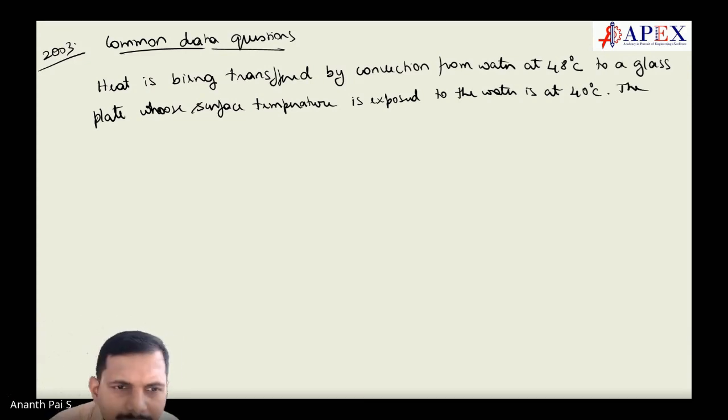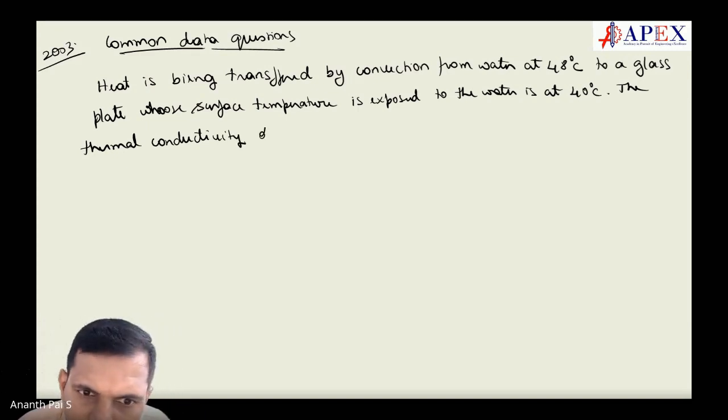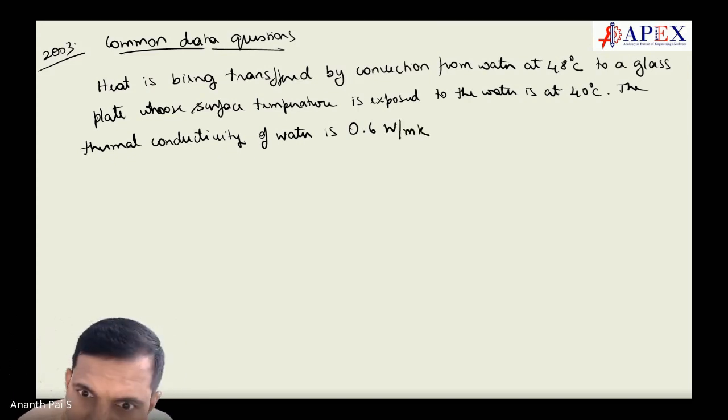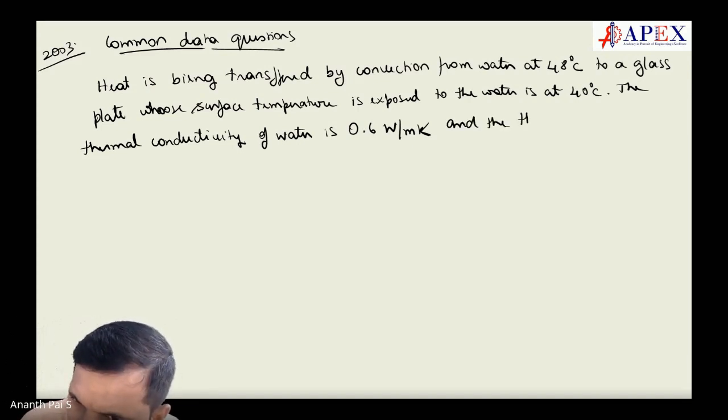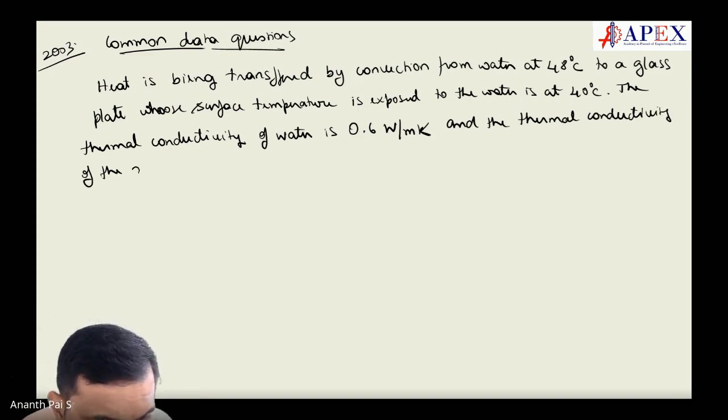The thermal conductivity of water is 0.6 watt per meter Kelvin, and the thermal conductivity of the glass is 1.2 watt per meter Kelvin.